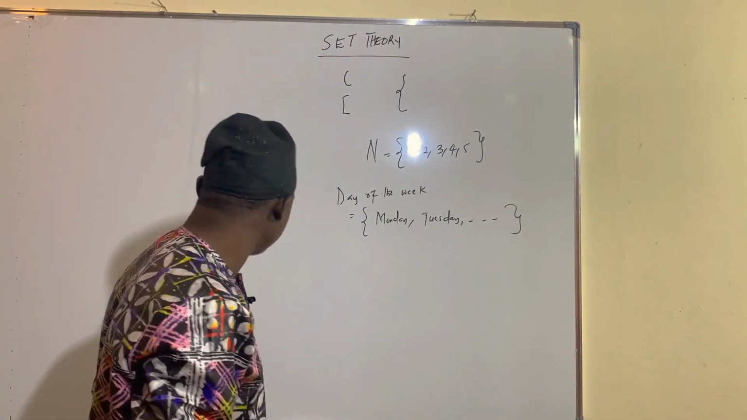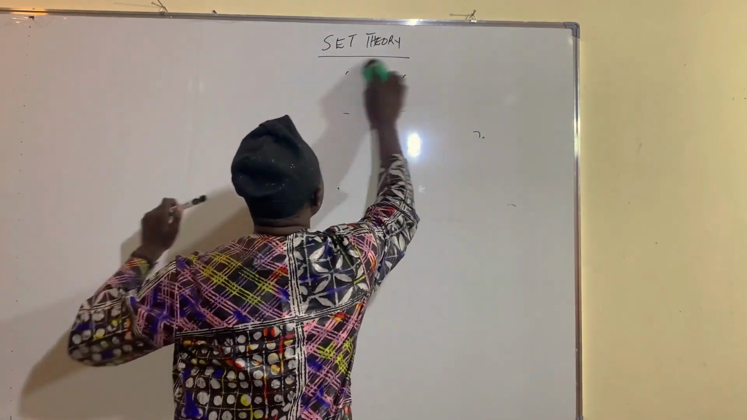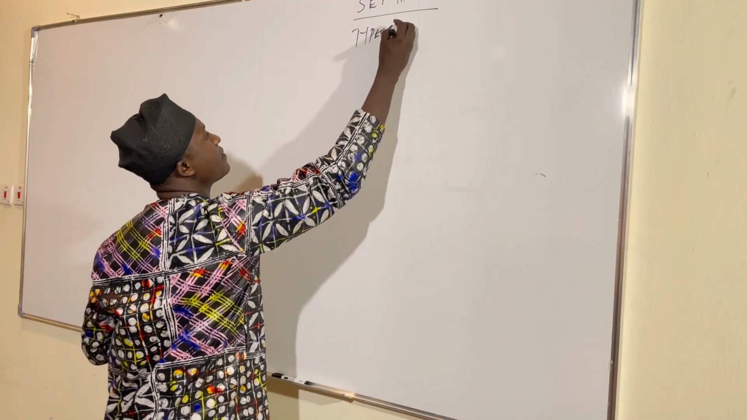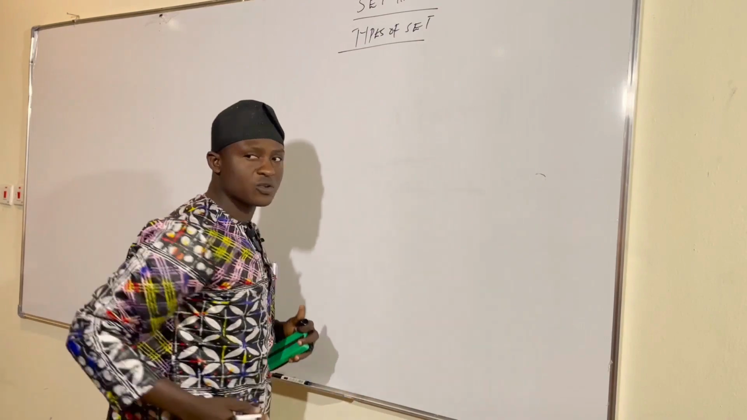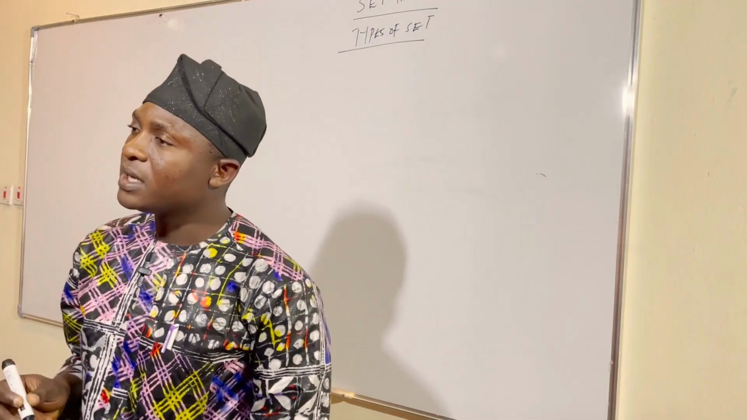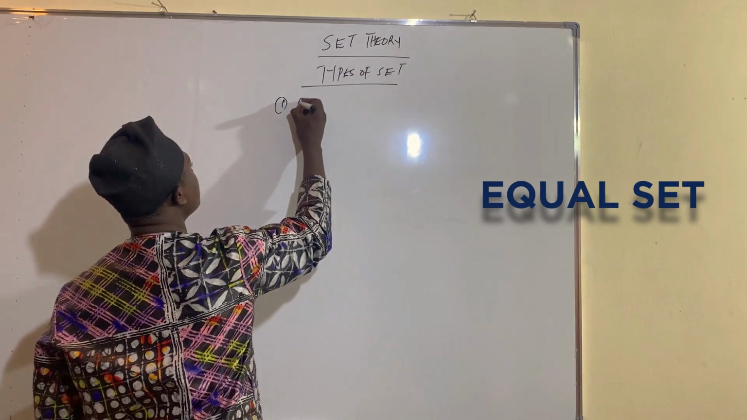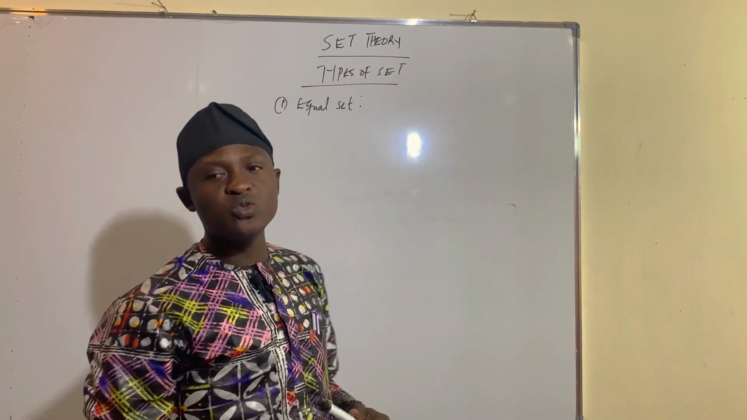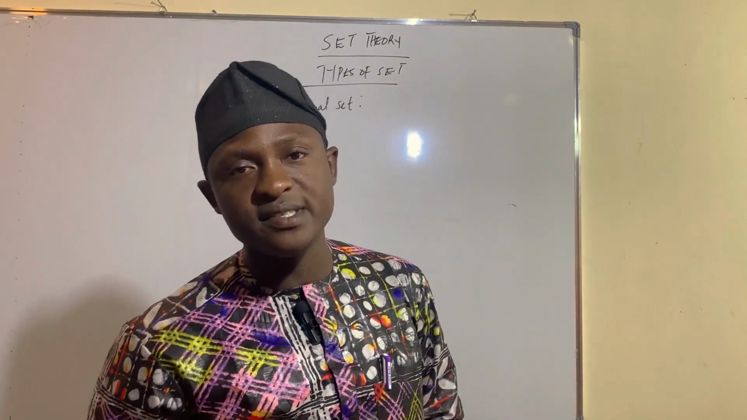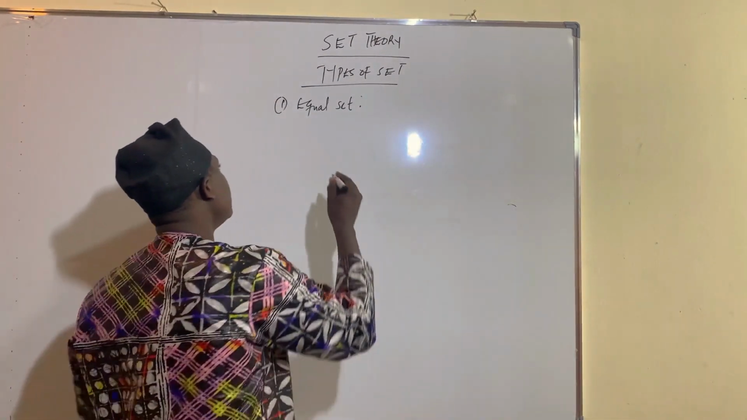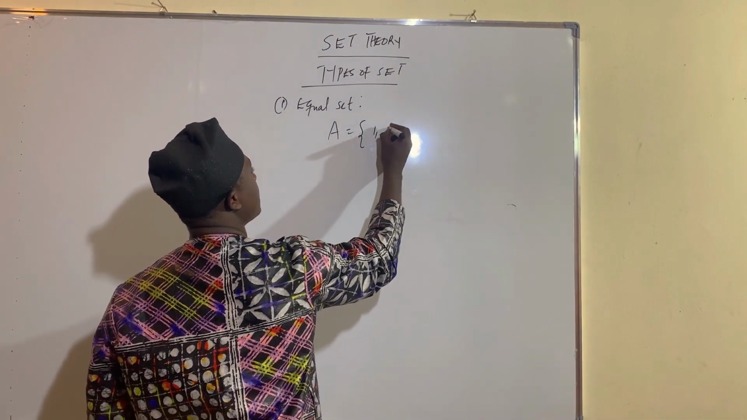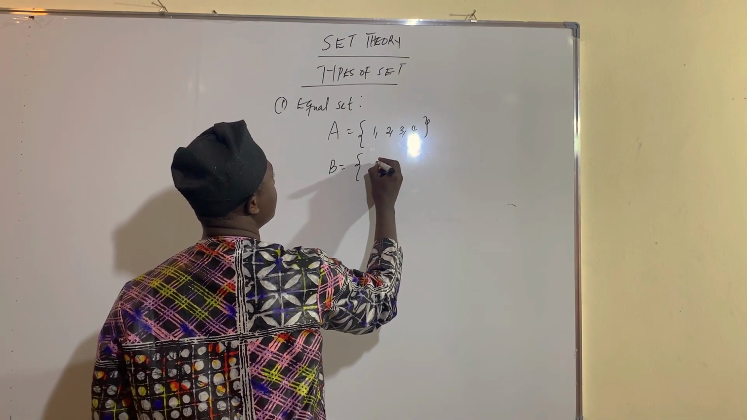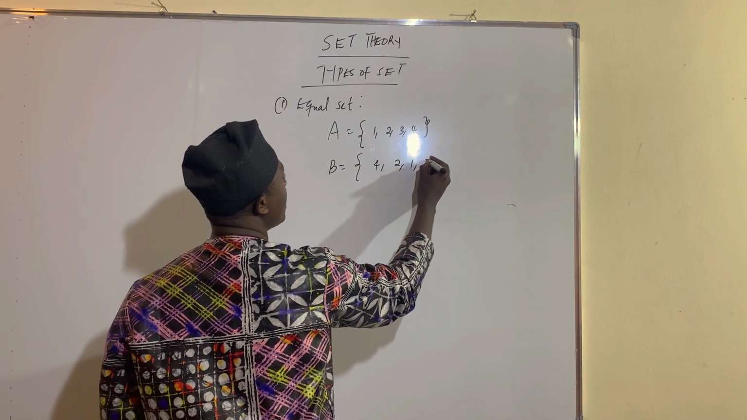Now let's talk about the different types of sets that we have. Types of sets. The first one we are going to mention is called equal set. What do we mean by equal set? Two sets are said to be equal if they have the same elements. For example, let's say I have set A equal to 1, 2, 3, 4, and set B equal to 4, 2, 1, and 3.